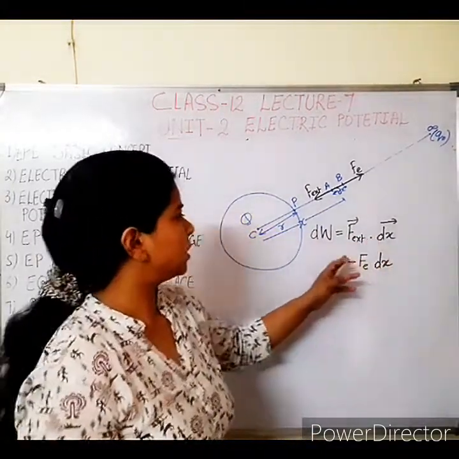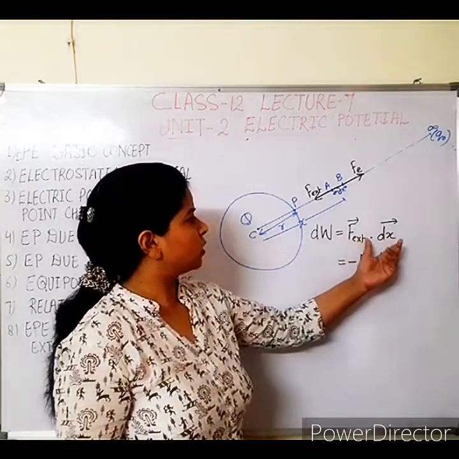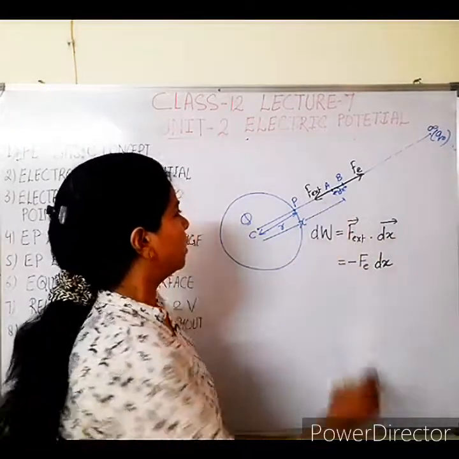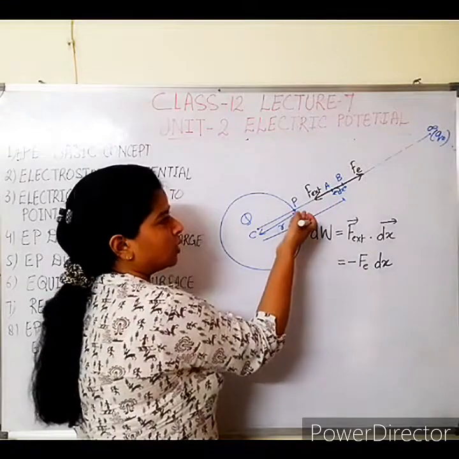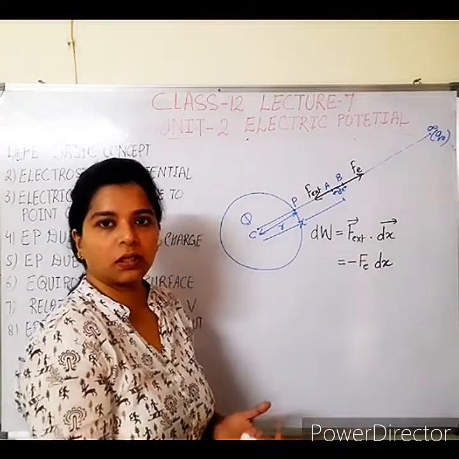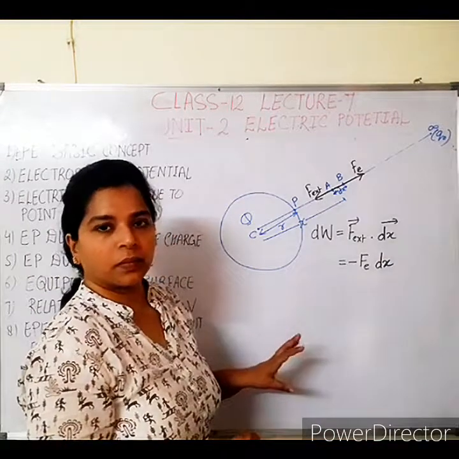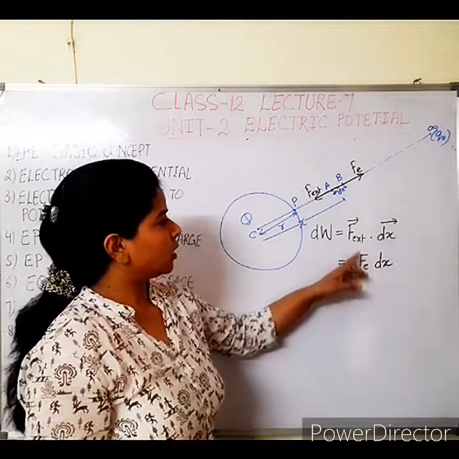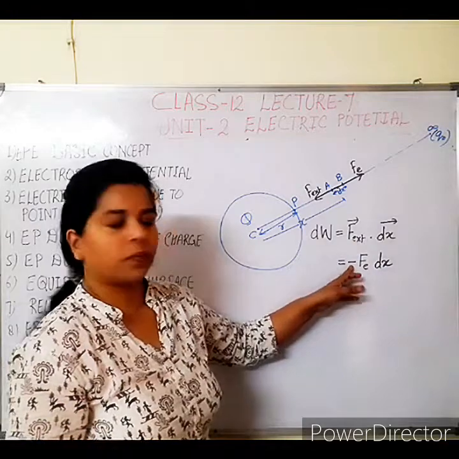The dot product indicates the angle between the external force and the displacement. Here the external force and the displacement are in the same direction, so the angle is what? Cos 0, because of the same direction. So cos 0 means what? 1. So these are in the opposite direction, so that is why I have placed the minus sign.